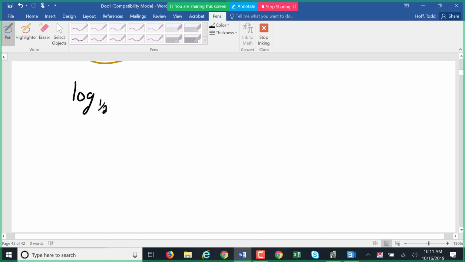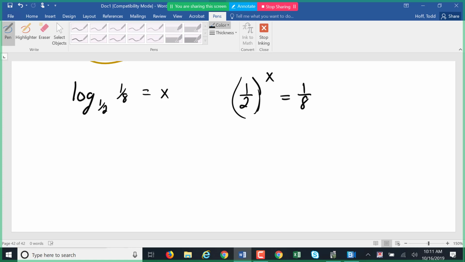Log base 1/2 of 1/8 equals x. That's saying 1/2 to the power of x equals 1/8. Now it might take a little work, but with a little inspection, you can see here 1/2 to the power of 3 equals 1/8. So x must equal 3.